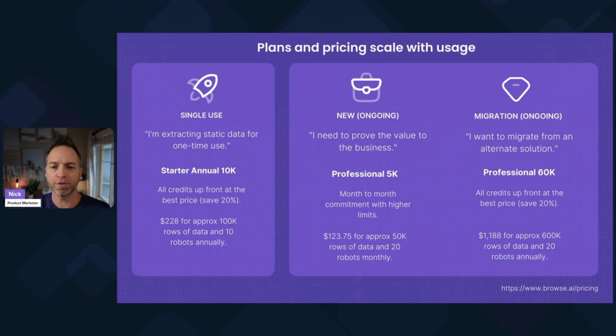So month to month gets you higher limits, and you don't have to pay for the whole year up front. And maybe you don't need all the credits, but you need more for right now. And you can choose to do it monthly instead of having to commit to the whole year. And then finally, there is the professional 60K. So maybe you want to migrate from a different solution, or you've got just a ton of data and you want a lot of the credits up front and you want to just get all the work done. So going with higher plans gets you more credits, going with annual gets them all up front.